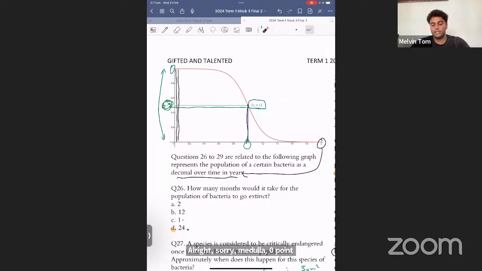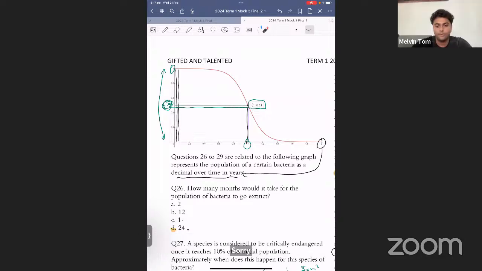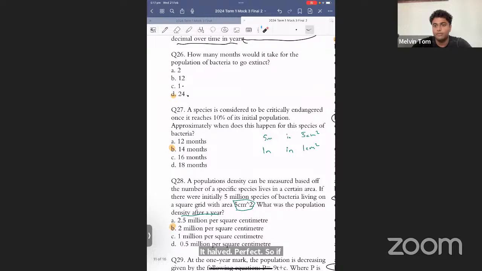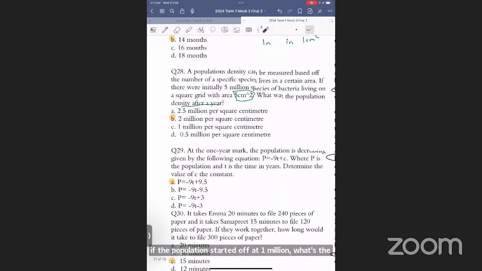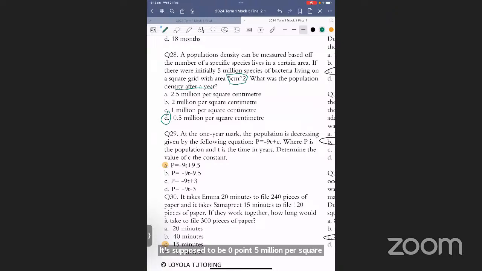0.5. What does that mean? If it starts off at 100% and it goes to 0.5, what does that mean, Vidula? It halves. It halved, perfect. So if the population started off at 1 million, what's the population now then, Vidula? 0.5. That's exactly right. Apologies, it's supposed to be 0.5 million per square centimeter. Do you understand? Oh, yes. Okay. Got it? All right.